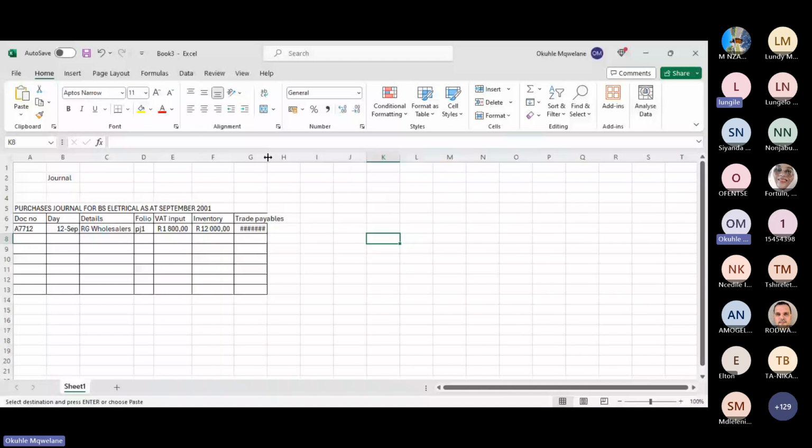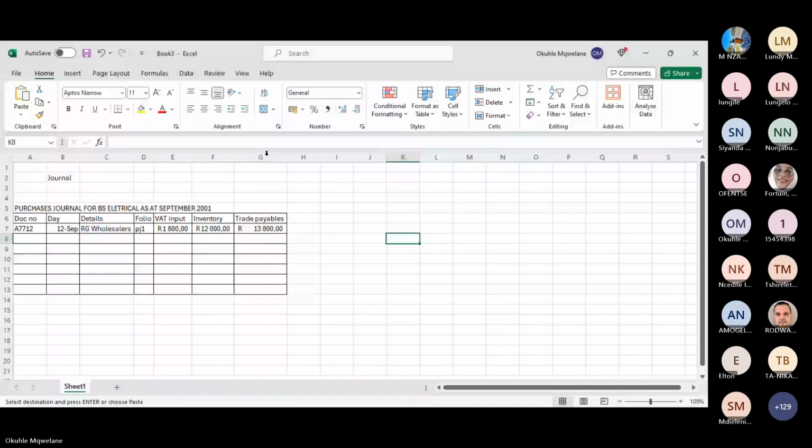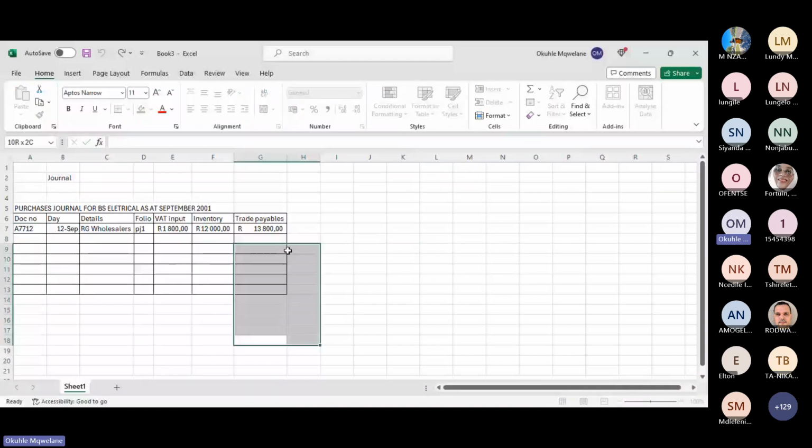Okay, now I think we need to just change the details. So we're not going to open a normal ledger, like a T account. We're just going to use that one. Yeah, we're just going to have to use this one.